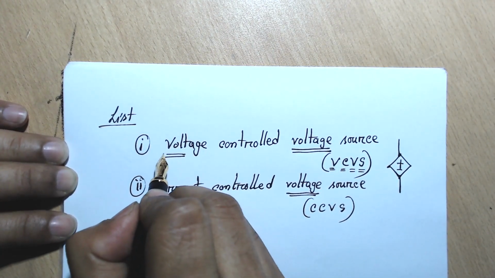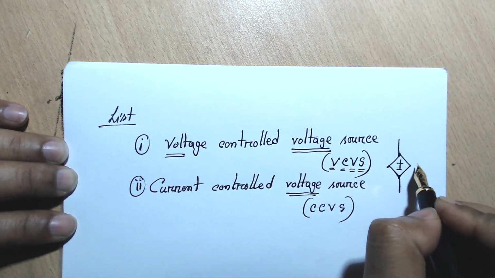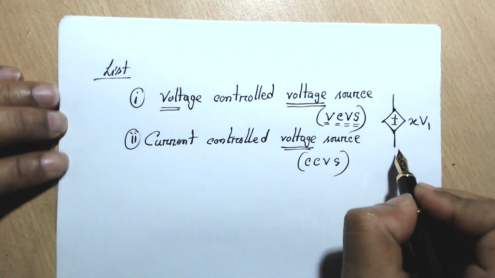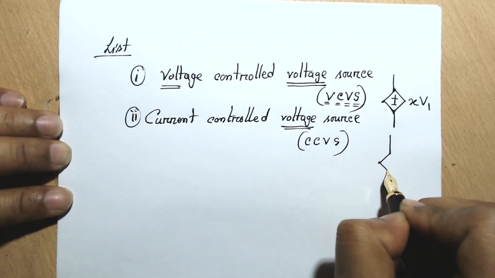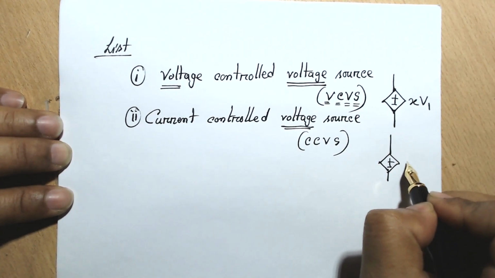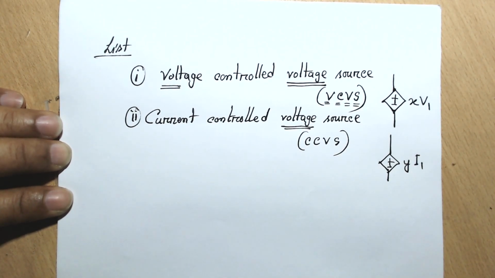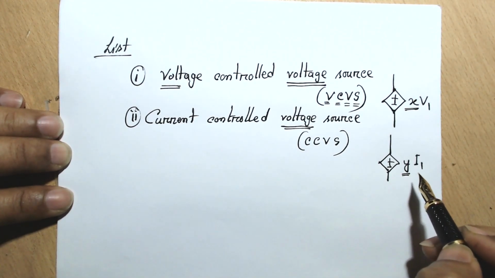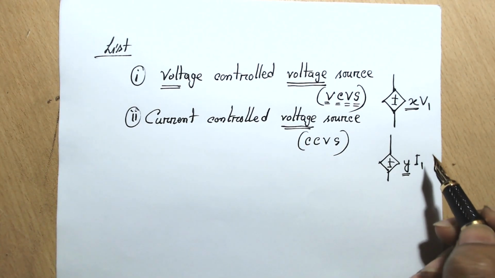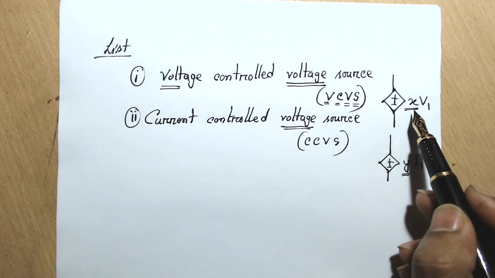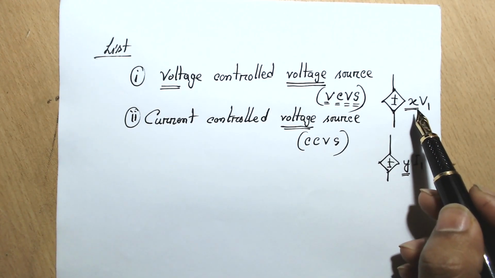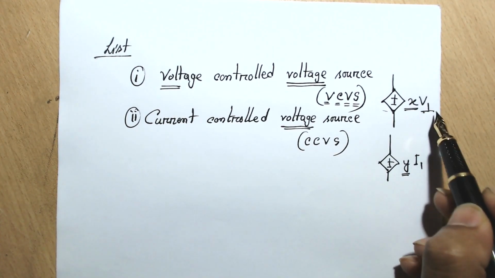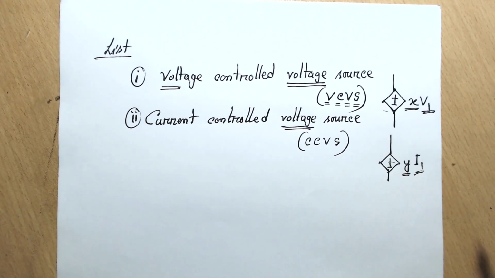If this is a voltage controlled voltage source, then its value may be, say, x times some other voltage. And if this one is CCVS, then it's again a voltage source, but its value may be dependent on others' current, say y times I1. So these values x and y are parameters, or we may also call them gains, which decide the multiplier value, or how many times more or less the value of this source will be compared to this V1 or this I1.